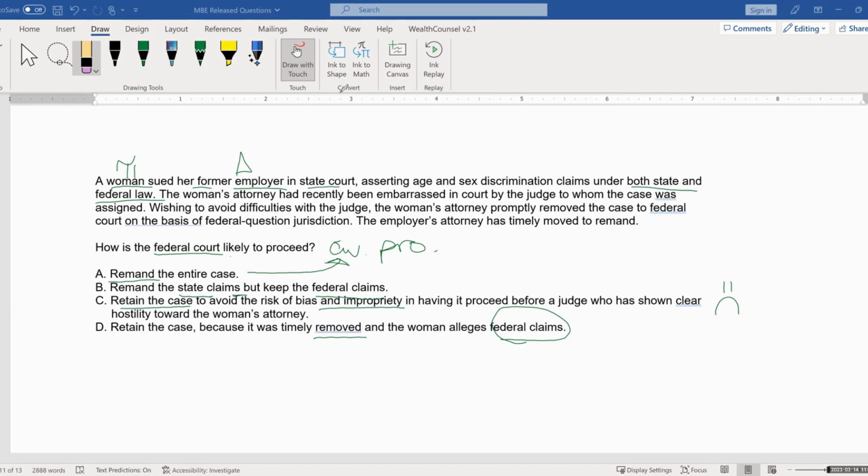The woman's attorney had recently been embarrassed in court by the judge to whom the case was assigned. Wishing to avoid difficulties with the judge, the woman's attorney promptly removed, and here the removal issue comes up. The woman's attorney is the plaintiff. So if you know that only defendants can remove, you should be thinking that this is an improper move by the plaintiff's attorney, but go ahead and finish the sentence. The woman's attorney promptly removed the case to federal court on the basis of federal question jurisdiction. It's okay for federal question jurisdiction, but for the removal part, since she is the plaintiff, her attorney cannot remove the case.